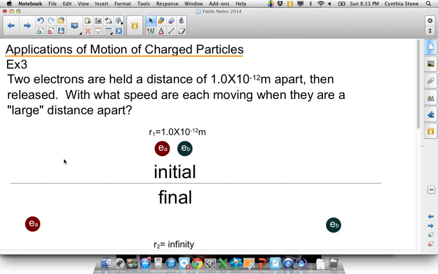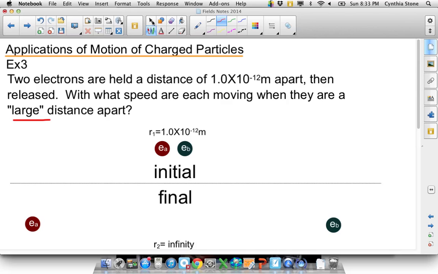Example 3. Oh, I love this question. 2 electrons are held that distance apart, and then they're released. With what speed are they each moving when they are a large distance apart? And large is a funny word, right? What does that mean, right? We know there's an R here.